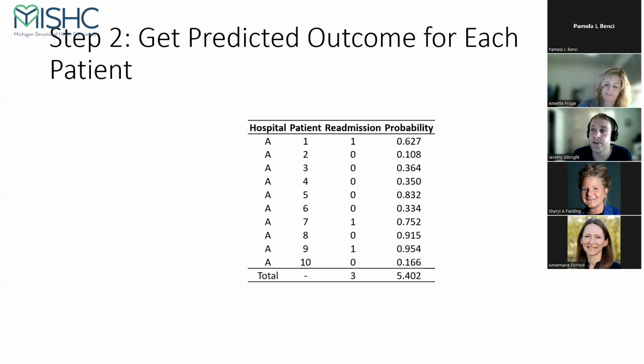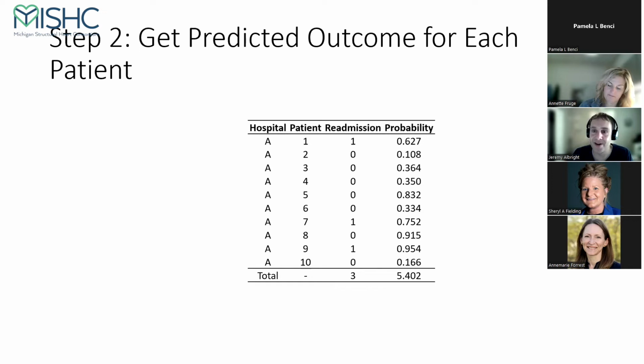This table here, it's not real data, but it's a sample data of what this actually looks like. So we have one hospital, we'll call it Hospital A. We have 10 patients. That readmission column, it's a 1 if they were readmitted, it's a 0 otherwise. And that's actually what happened. But for the probability column, this is what we get from our model.